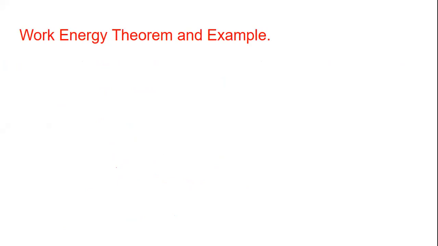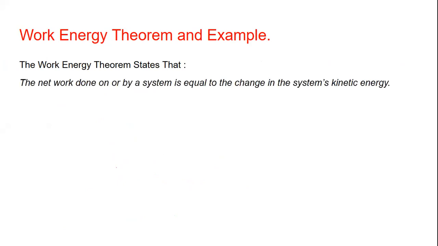Now let's look at an example here. But before we do that, let's state the work energy theorem, which states that the total work done to or by a system is equal to the change in that system's kinetic energy. So if you push a book a certain displacement and its kinetic energy changes from 0 to some non-zero kinetic energy, that change in kinetic energy will be equal to the work that was done to that book in order to move it from one point to another.